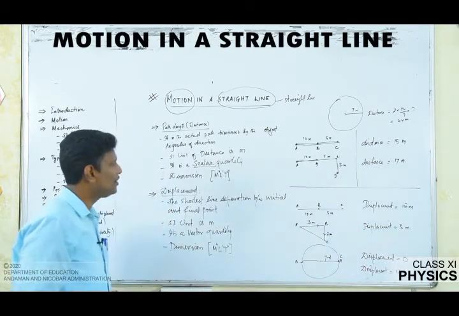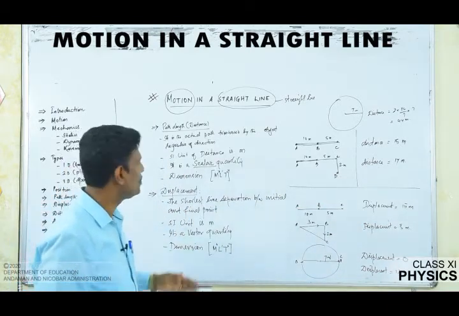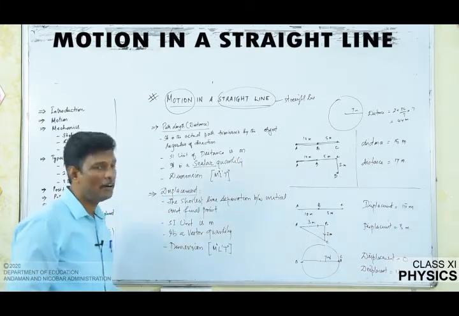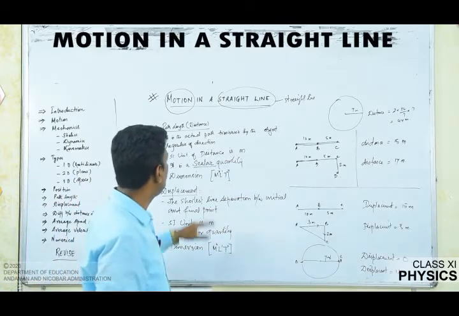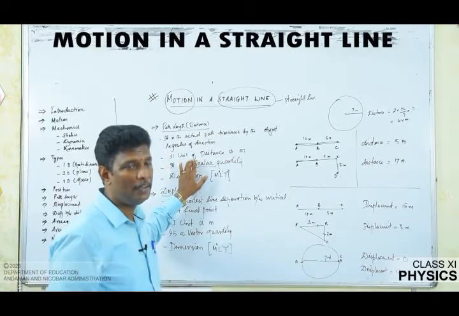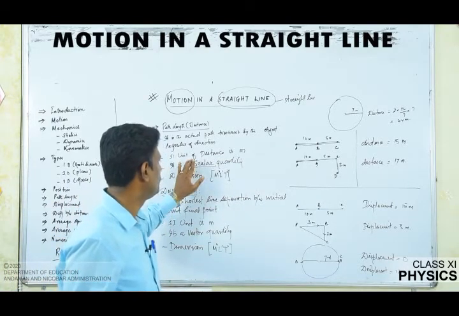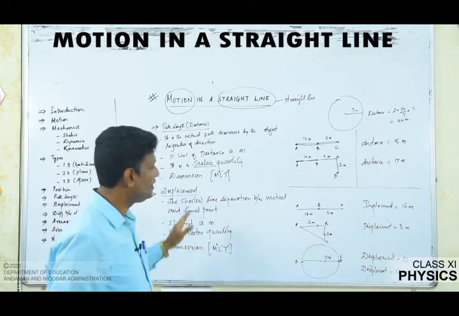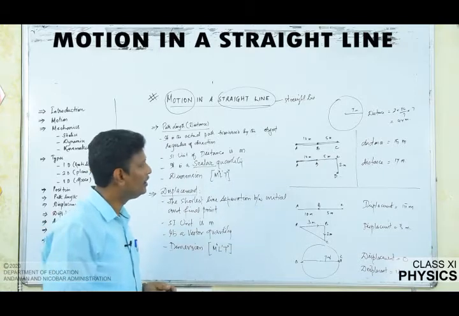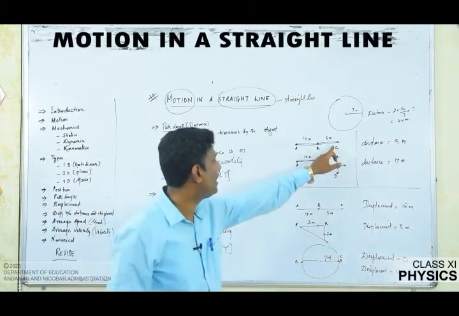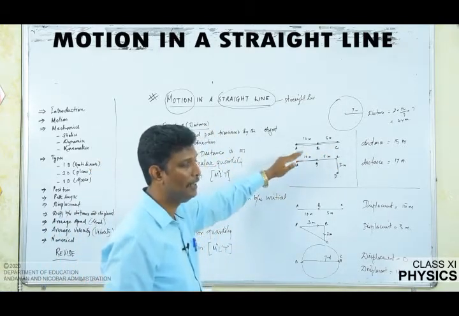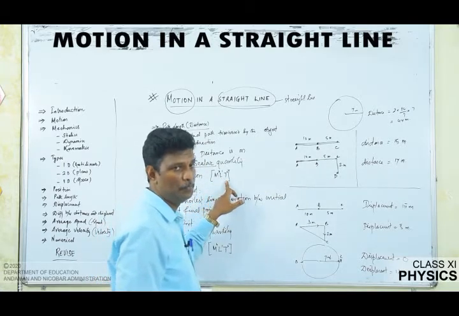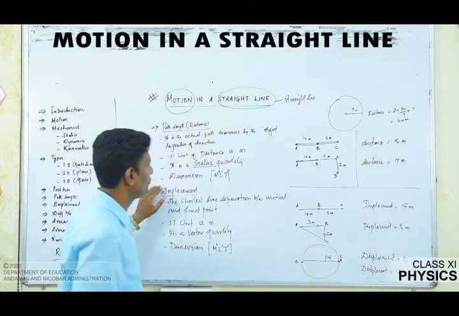What is the SI unit of distance? The SI unit of distance is meter, and it is a scalar quantity, since it depends on the magnitude only, not the direction. And what is the dimension? It depends on the length only, that is, the path traversed by the object. So M0, L1, T0 is the dimension code.